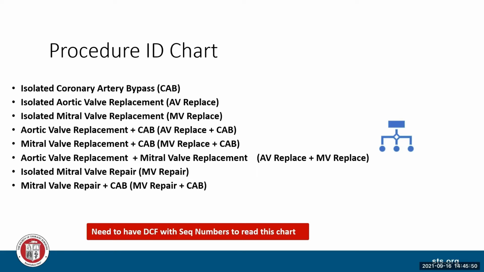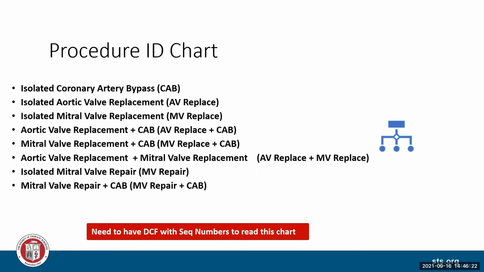So these are the ones that are going to be on the PROC ID chart, and these are the ones that will be affected when other procedures are added. So if you're doing other procedures with an isolated cab, the other procedure that you do may or may not keep that cabbage isolated or analyzed.